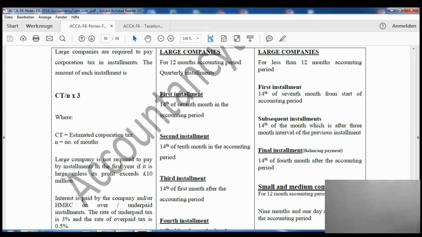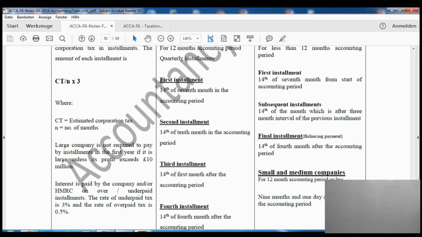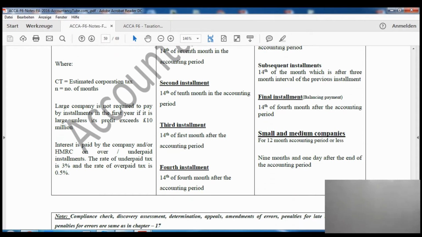Now large companies are required to pay corporation tax in installments. So if you're a large company, then you can pay corporation tax by installments. The amount of each installment is calculated as follows: CT over N multiplied by 3. Now CT means estimated corporation tax liability, and N means number of months. A large company is not required to pay by installment if it is the first year, unless its profit exceeds 10 million. Right? So if it is the first year, then you are not required to pay by installment unless your profit exceeds 10 million. Interest will be paid if you have been late.